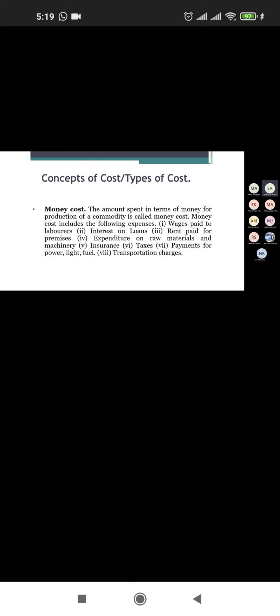And other than these factor costs, expenditure on raw material, machinery, insurance, taxes, these are all costs in the shape of money cost, which is called the non-factor cost. If we combine these two costs, the factor cost and non-factor cost, we get our output. This is called the cost of production and cost of production function.